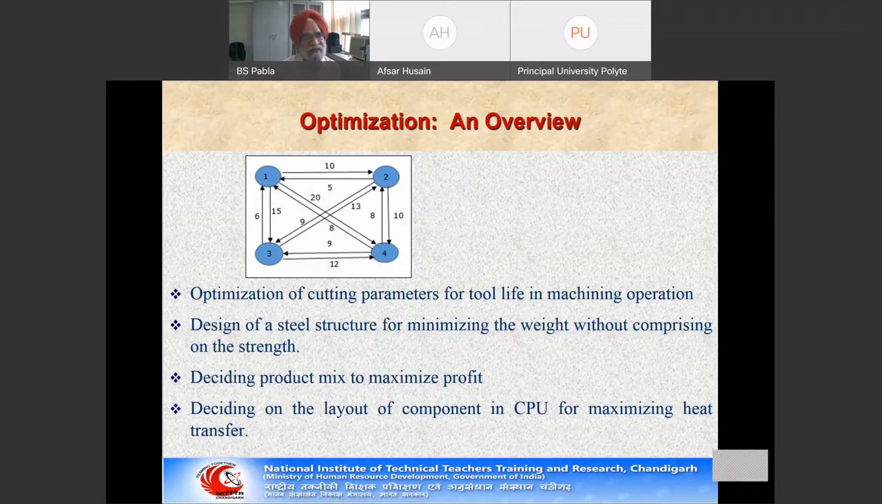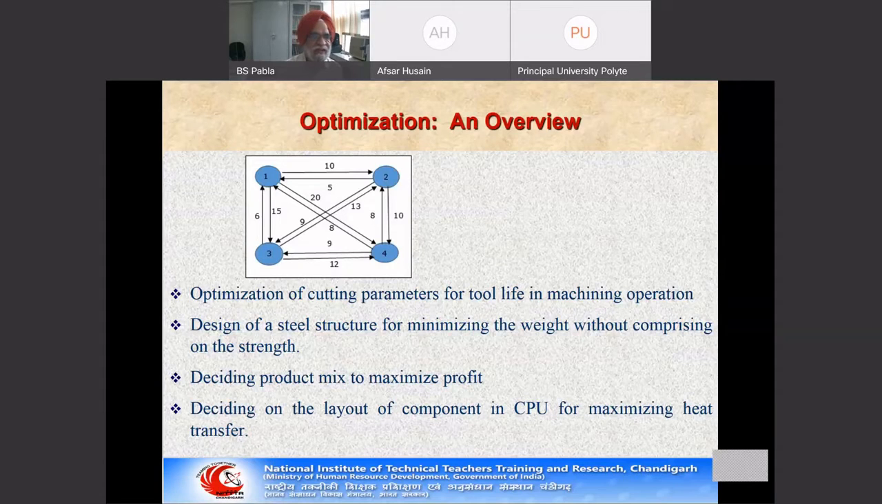Let's say we have 4 stations, 1, 2, 3, 4, and we have a salesman. We have a person who has to visit all the 4 stations. There are distances which are known from one station to other stations, and there are costs involved.